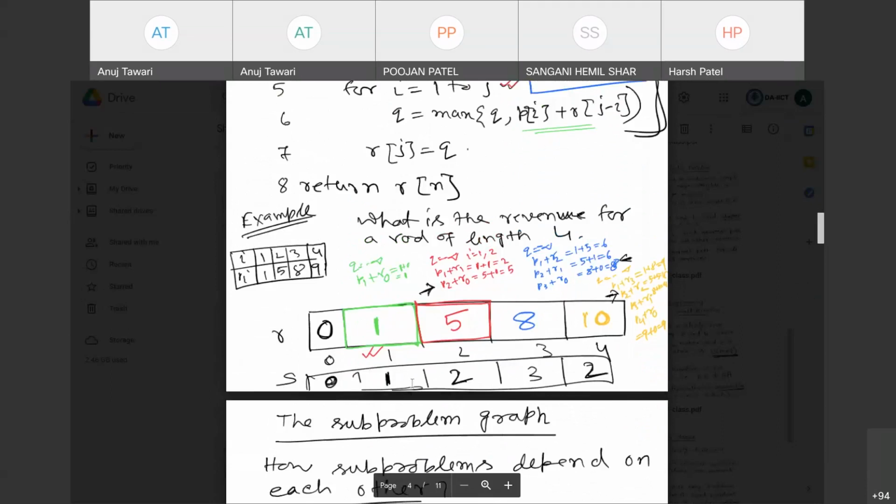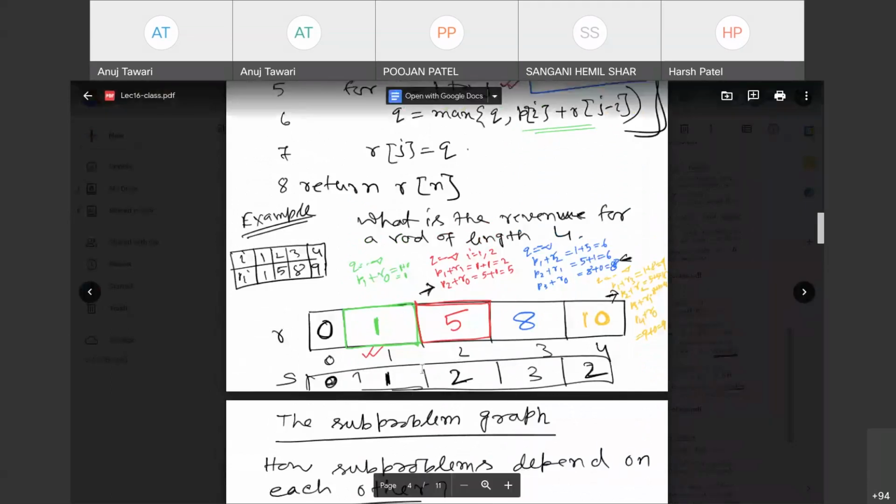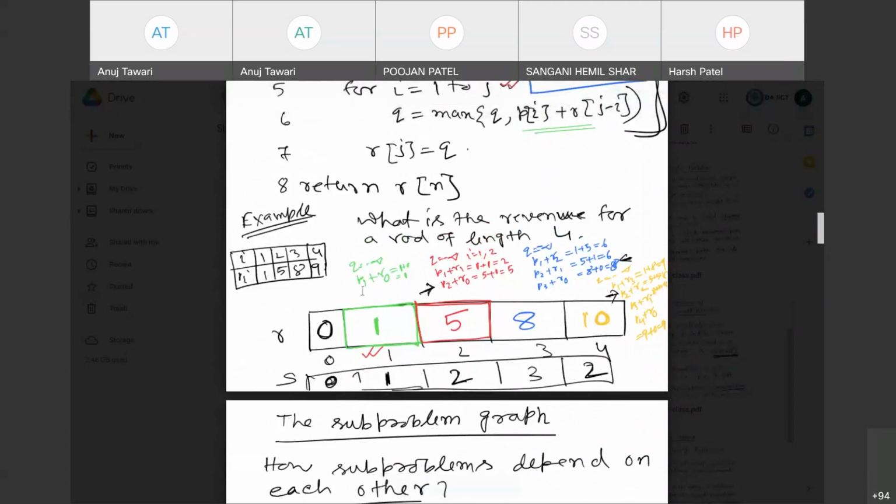The various sub-problems for this. So this is the total revenue we have, which is either you cut it at P1 plus R0, P1 plus R1, P2 plus R0, and this is for length 3, this is for length 4. You take the maximum of all of these.